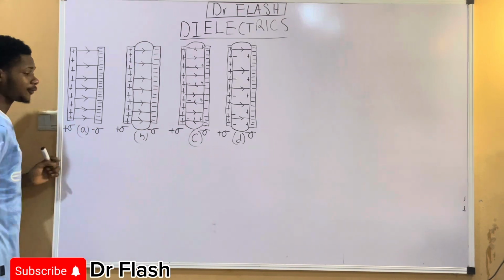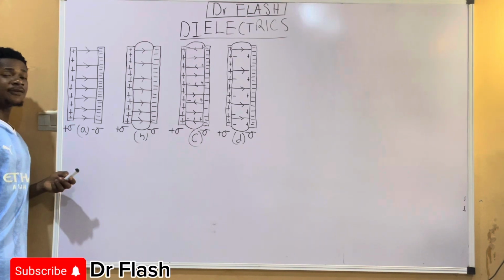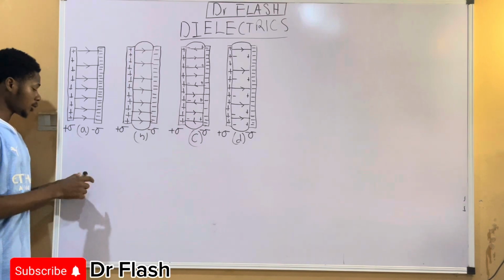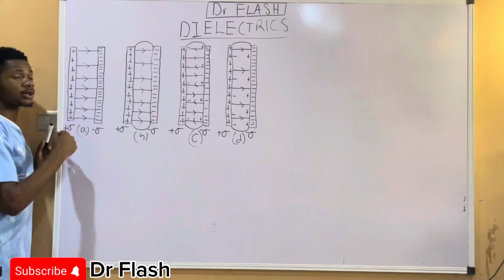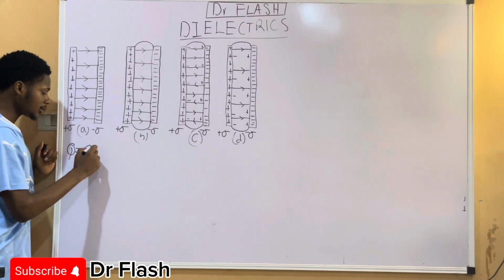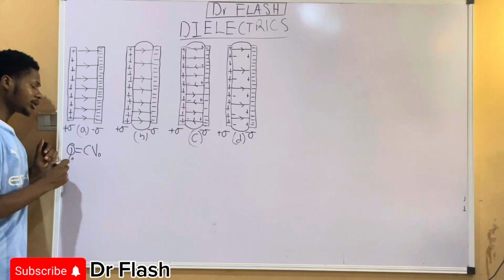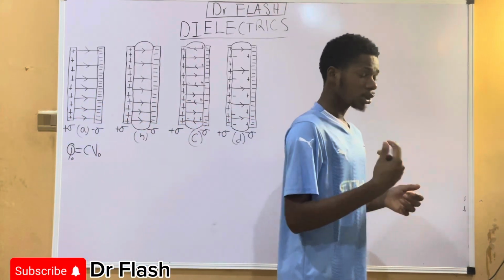Okay, still on the four diagrams, what we'll notice is that for a potential difference of V naught, let's say it's having an initial potential difference of V naught, the charge on it is given as C times V naught, or we can even say the initial charge. Now, this is a formula that we've talked about in the case of capacitors.